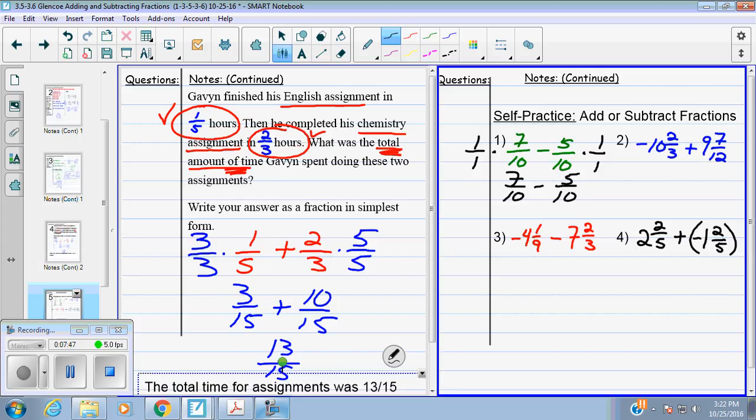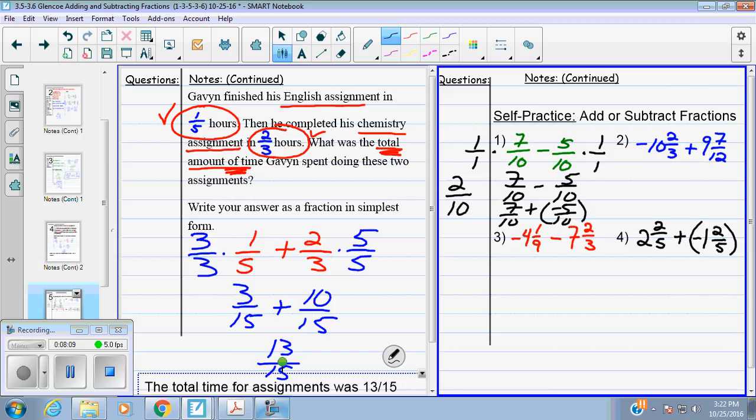7 take away 5. I feel like I should write that. What's the opposite of 5/10? It's -5/10. And I'm going to change my minus to a plus first. That looks like something I can figure out. What's 7 added to -5? That gets us 2/10. And clearly we're done.